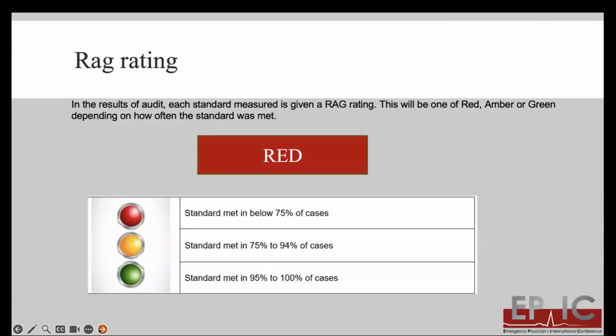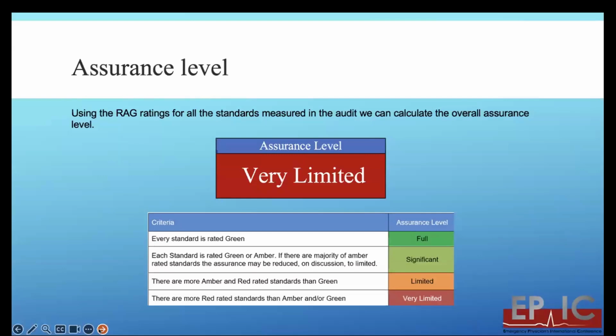As per the results of the audit, as per the compliance to standards, we give them an RAG rating. And because each hospital had less than 75% compliance, the overall RAG rating for this audit was red. And because all the compliance standards were red, using these RAG ratings we calculated an assurance level, which was very limited for this particular audit.